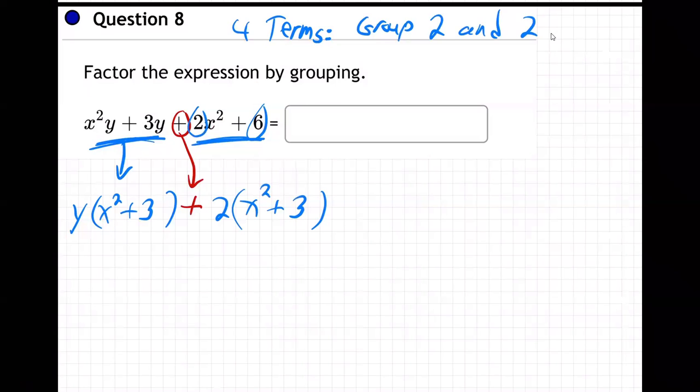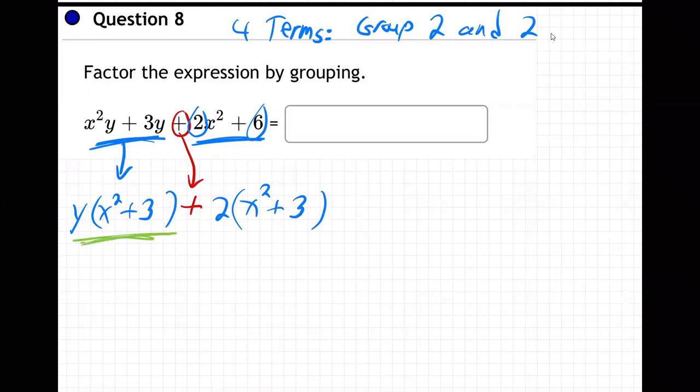I'm not done. Why am I not? How do you know you're not done? Because you still have a plus sign outside of parentheses. So if you have a plus or a minus sign outside of parentheses, you're not done. When we're done with the final answer, all the pluses and the minuses will be contained in parentheses. Okay, so what do we do next?